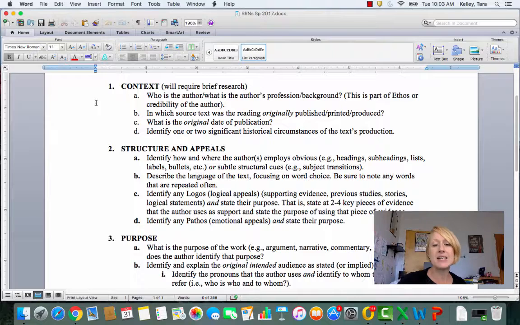And then D is identifying any pathos, which are emotional appeals, if there are any. So is the author trying to get you to get angry or get you to be happy? Is it humorous? What emotions are you feeling, if any? And then why would the author hope to get you to think about and feel those emotions? So those are the structure and appeals. This is really thinking about how this argument is structured and how the author is trying to develop that argument.